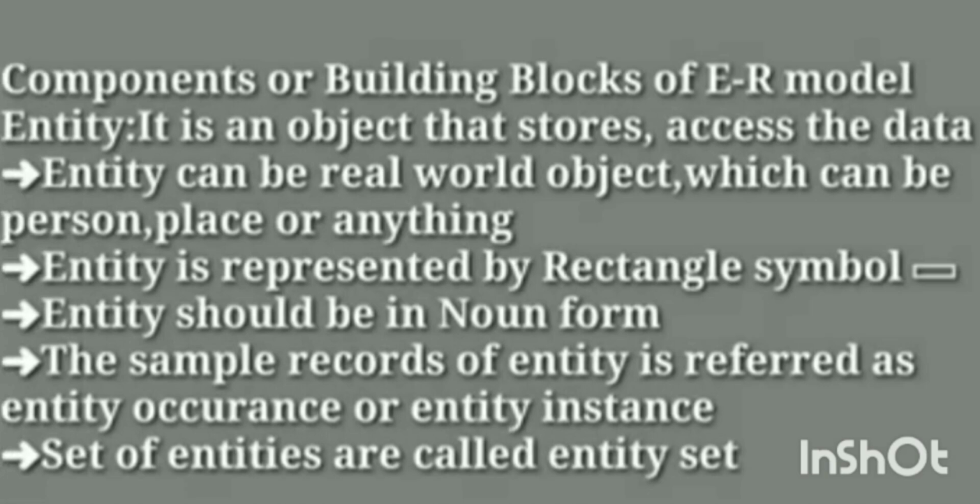Components or building blocks of the ER model. Entity. An entity is an object that stores and accesses data. An entity can be a real world object, which can be a person, place or anything. An entity is represented by a rectangle symbol. An entity should be in noun form. The sample records of an entity are referred to as entity occurrence or entity instance. A set of entities is called an entity set.